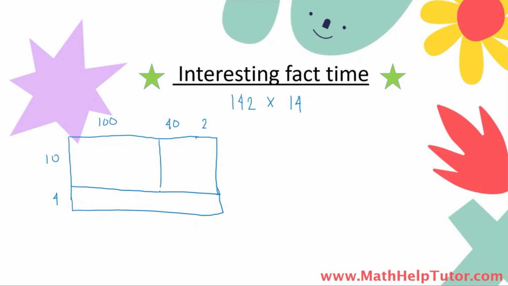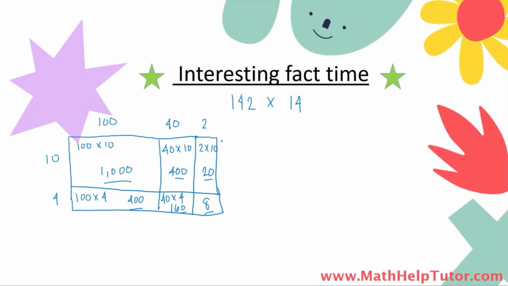And then we draw the regions. And then we get the area of each region. So this is 100 times 10, that's 1,000. 40 times 10 is 400. 2 times 10 is 20. 100 times 4 is 400. 40 times 4 is 160. And 4 times 2 is 8. So if you're going to observe, there's sort of like a distribution happening over here.